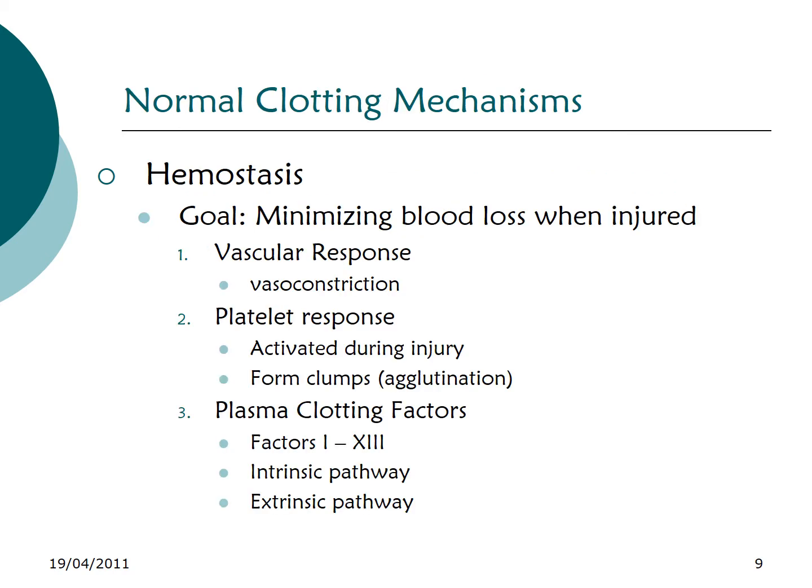So hemostasis, the normal clotting mechanism. The goal is to minimize blood loss whenever we are injured. So you have the vascular response, which forms vasoconstriction. Dilation allows things to flow, constriction stops something from flowing. And then the platelets are activated and form the clumps that I was talking about. And then the plasma clotting factors come into place. So you have factor 1 through factor 8, using the intrinsic and extrinsic pathways.